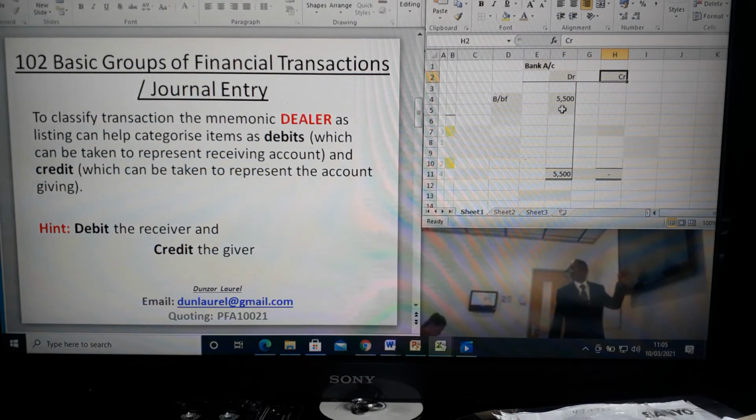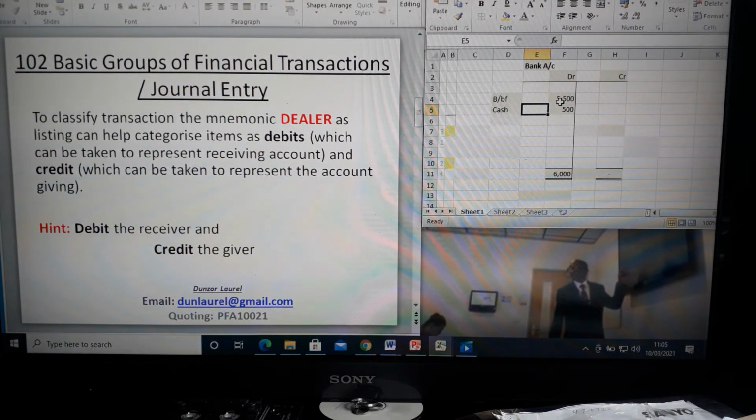So if I want to increase it for argument's sake by 500, say it's cash from cash account, I will debit the bank account that is receiving, and I will go to the cash account and credit it for giving that balance. As you can see, my debit will increase from 5,500 to 6,000.